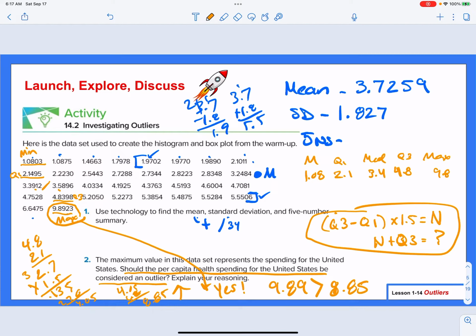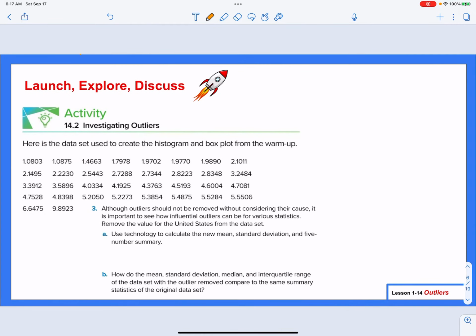So that's what a statistician does. You look at these numbers and decide, do I want to include that or not? Obviously, there's a big difference between that value and the minimum value. So whatever country this is, they don't spend a lot of money on healthcare, and this one, obviously, we spend a ton. Keep going with the same numbers.